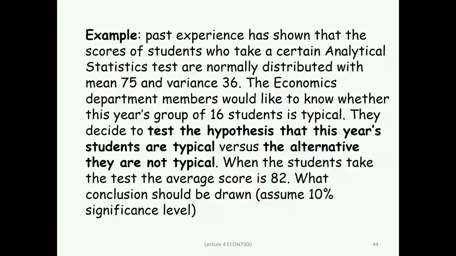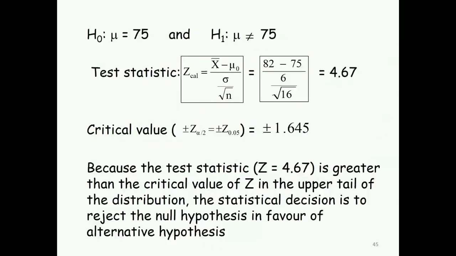Is it typical or not typical? It didn't say it is greater or less. So is it one tail or two tail? Two tail. Alpha is 10%. 5% to the right, 5% to the left. 5% to the right, 1.645. 5% to the left, minus 1.645. So I calculated 4.67. Because 4.67 is greater than 1.645, I reject the null hypothesis.